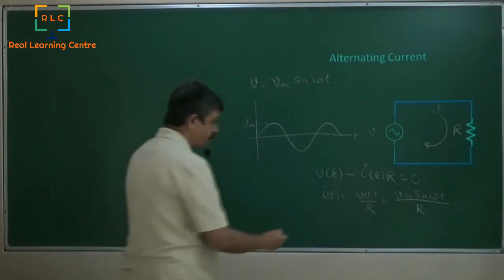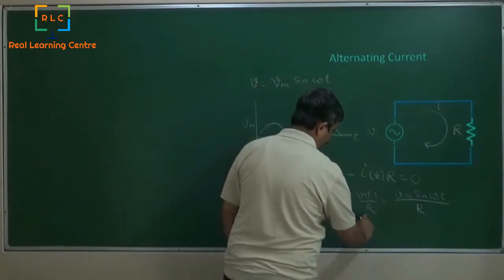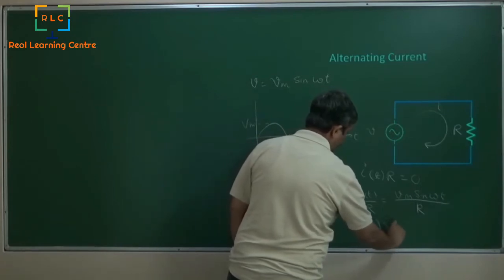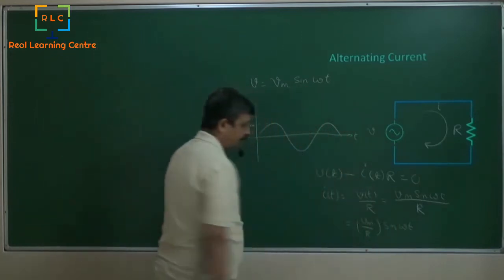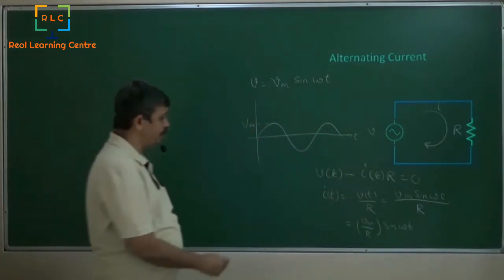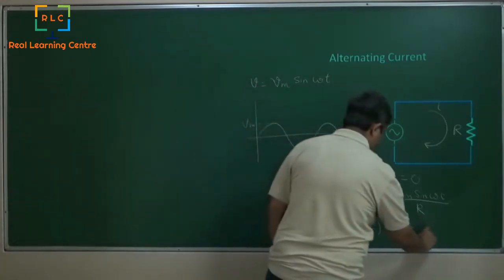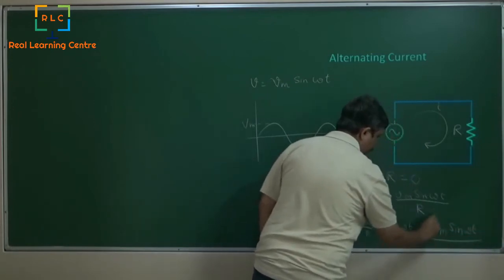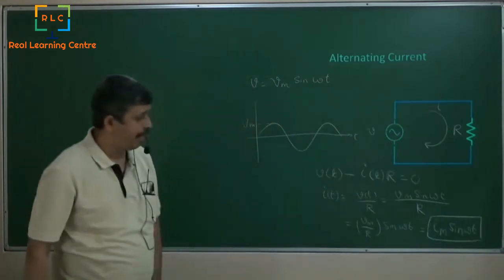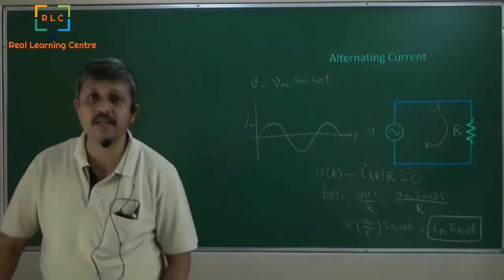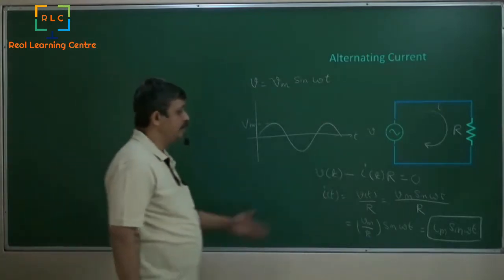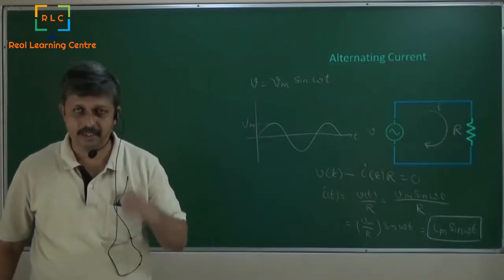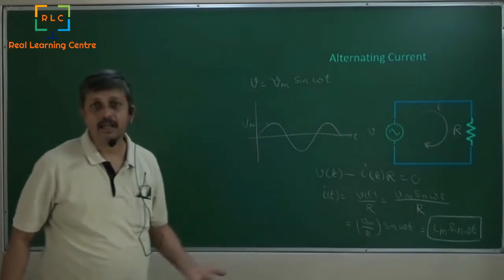So we can also write it as Vm by R into sin omega t. Basically this is a constant. We can call this constant Vm by R as Im, I max, sin omega t. So this is our i. Our i is Im sin omega t and v is Vm sin omega t, and Im is nothing but Vm by R. So there is nothing great that we have discovered here. We already know this is basic Ohm's law.